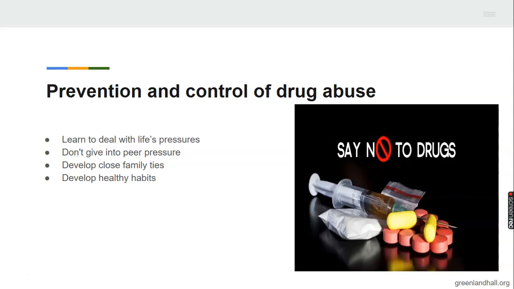And develop healthy habits. When you want to sleep, sleep. Your body wants to sleep, sleep. Don't use drugs to keep yourself awake. And when you have to work, work.